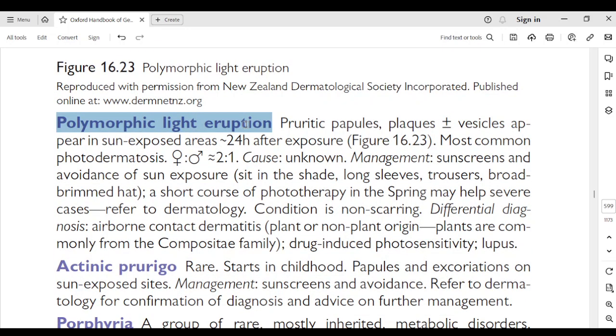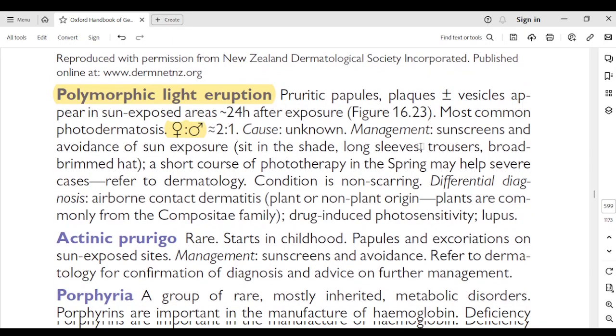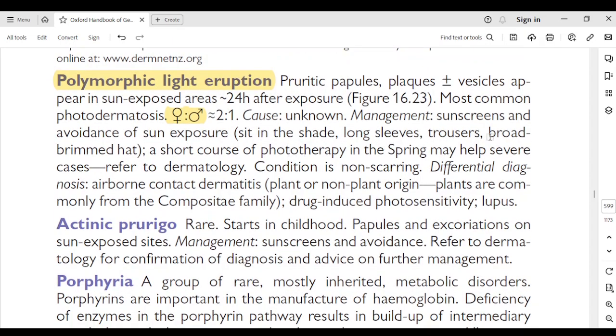Polymorphic light eruption: pruritic papules, plaques and vesicles appear in sun-exposed areas 24 hours after exposure. It is the most common photodermatosis, and the female to male ratio is 2:1. Causes unknown. Management: sunscreens and avoidance of sun exposure, sit in shade, long sleeves, trousers, broad-brimmed hat. A short course of phototherapy in spring may help severe cases. Refer to dermatology. The condition is non-scarring.